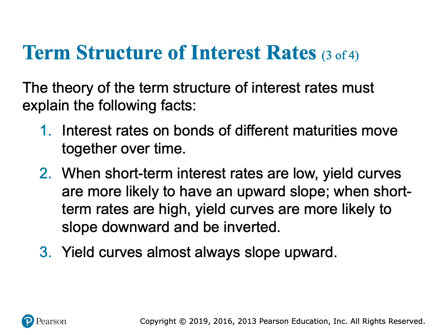When we're coming up with a theory of term structure, something that will explain the yield curve, it must correspond to what we generally see happening with the yield curve. And so the theory of term structure of interest rates must explain the following facts. Number one, interest rates on bonds of different maturities tend to move together. They seem to be connected over time.